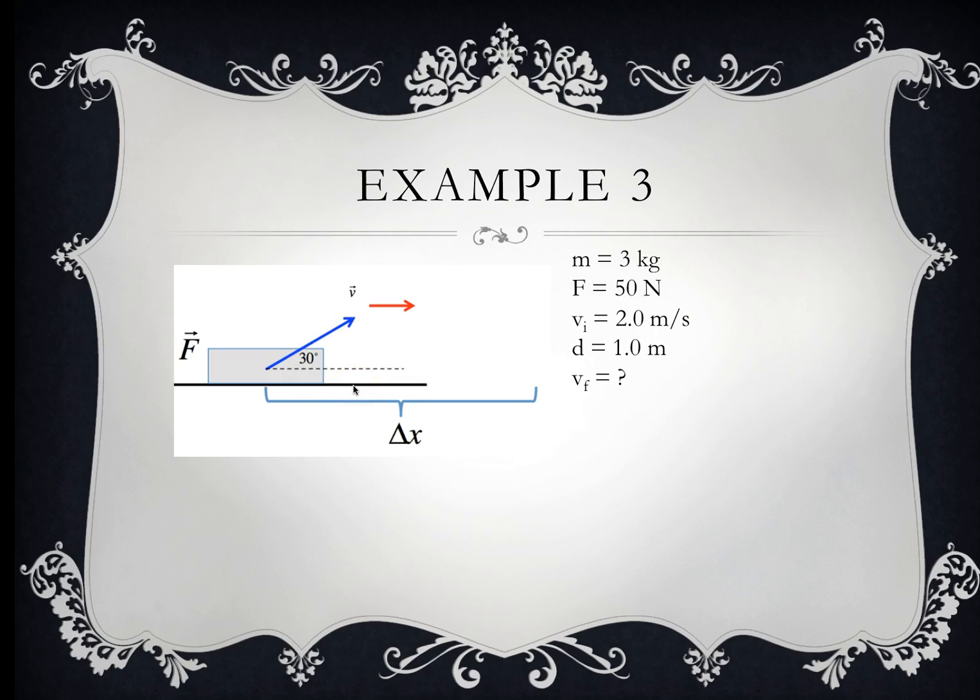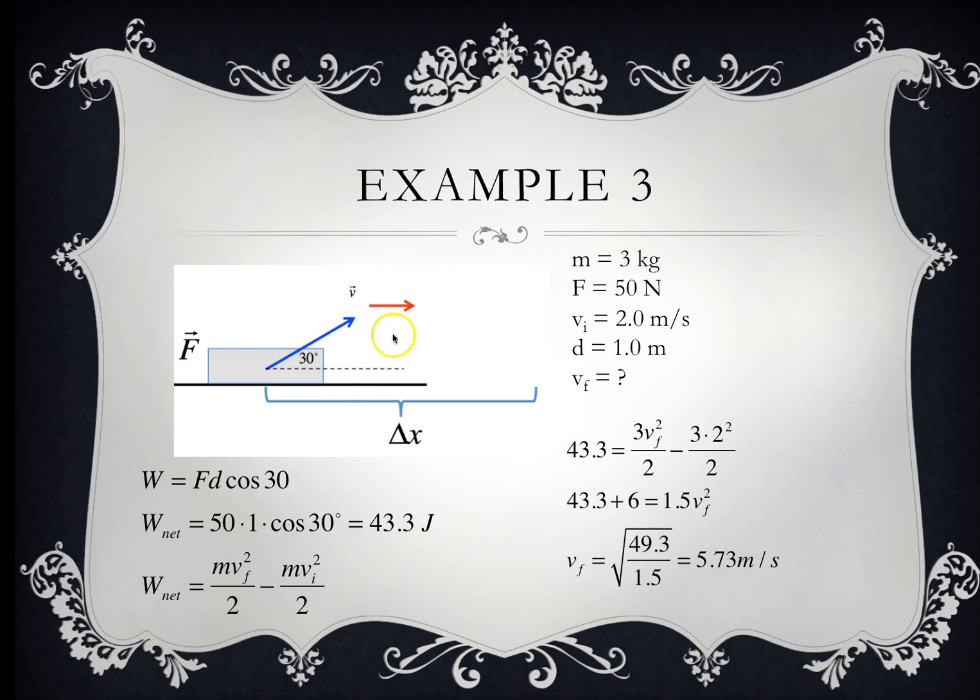Let's say mass is 3 kilograms, force is 15 newtons, initial velocity is 2 meters per second, and the distance is 1 meter. We're looking for V final. So force times distance times cosine of 30 gives us 43.3. Work net equals change in kinetic energy, so I'm setting 43.3 equal to 3 times V final squared over 2, minus 3 times 2.